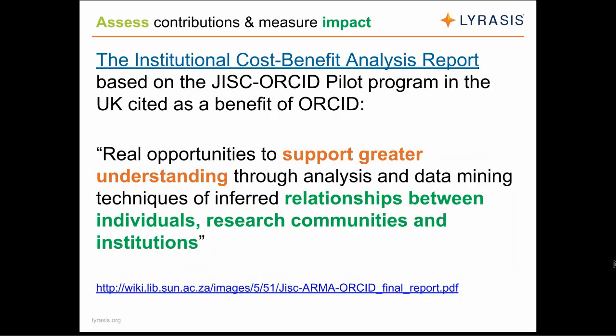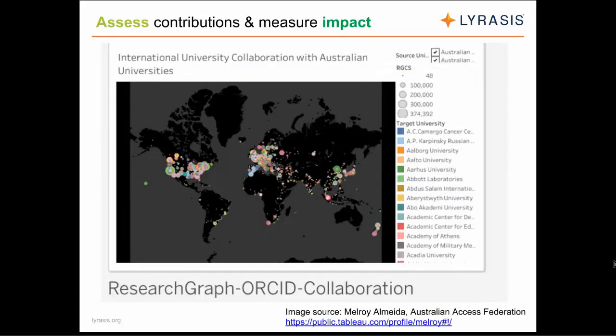The Joint Information Systems Committee, or JISC, in the UK created an institutional cost-benefit analysis report for ORCID where they pointed out that ORCID can benefit institutions by providing real opportunities to support greater understanding through analysis and data mining techniques of inferred relationships between individuals, research communities, and institutions.